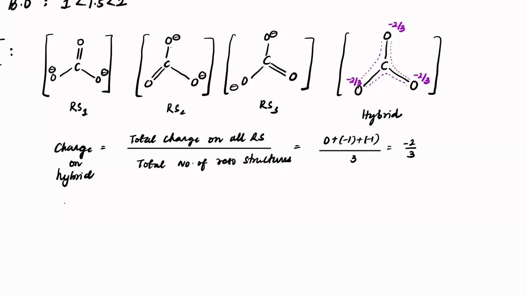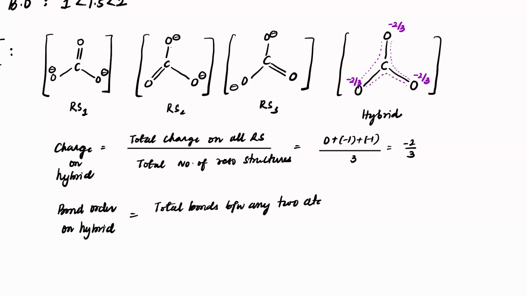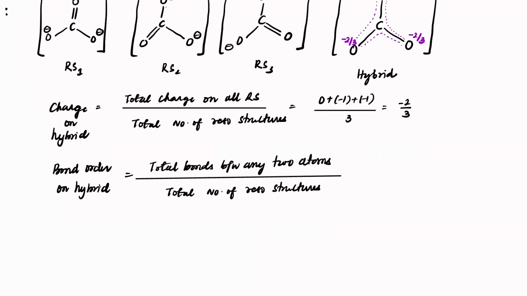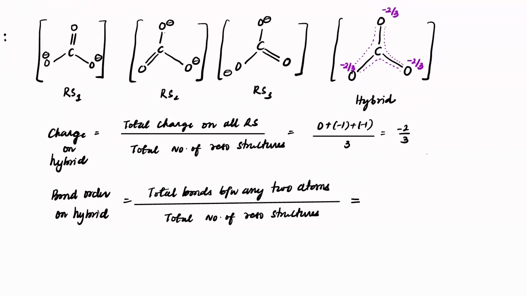Next is bond order. Bond order on the hybrid is how many bonds are present between the atoms. Same way here also, total bonds between any two atoms, divided by the total number of resonating structures. That includes how many total number of bonds.